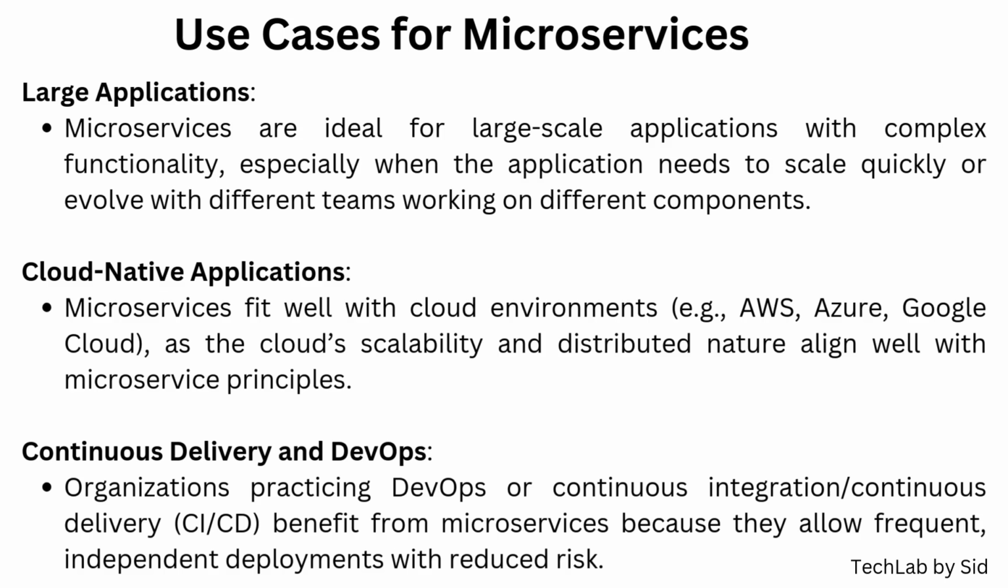Use cases for microservices. Large applications. Microservices are ideal for large-scale applications with complex functionality, especially when the application needs to scale quickly or evolve with different teams working on different components. Cloud-native applications. Microservices fit well with cloud environments, for example, AWS, Azure, Google Cloud, as the cloud's scalability and distributed nature align well with microservice principles.